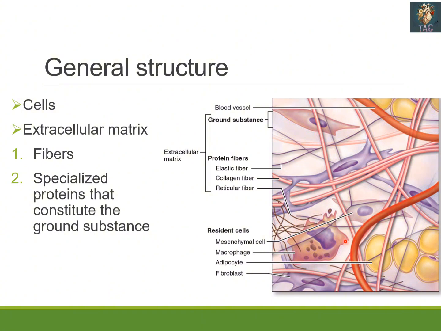Also there are different types of cells which are present in this connective tissue. For example, this is the mesenchymal cell, this one is the macrophage, these are the adipocytes, and these are the different fibroblasts which are present in the connective tissue. So these are the resident cells of the connective tissue. You can see the cells and the extracellular matrix which consists of the fibers and the ground substance. So this is the general structure of the connective tissue.